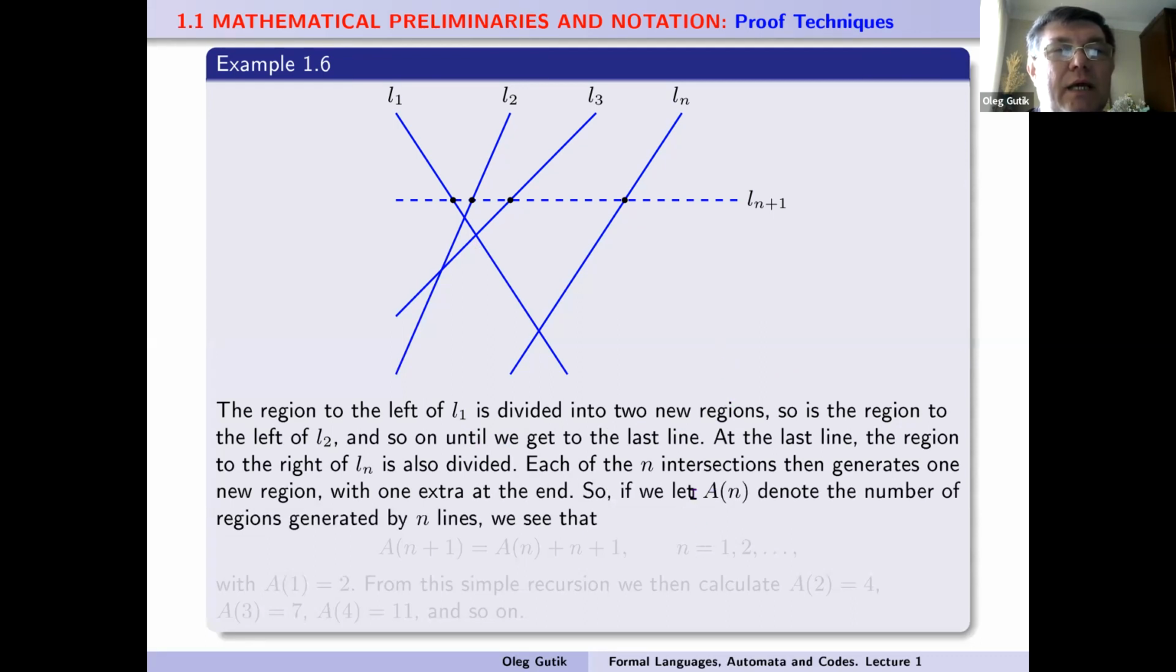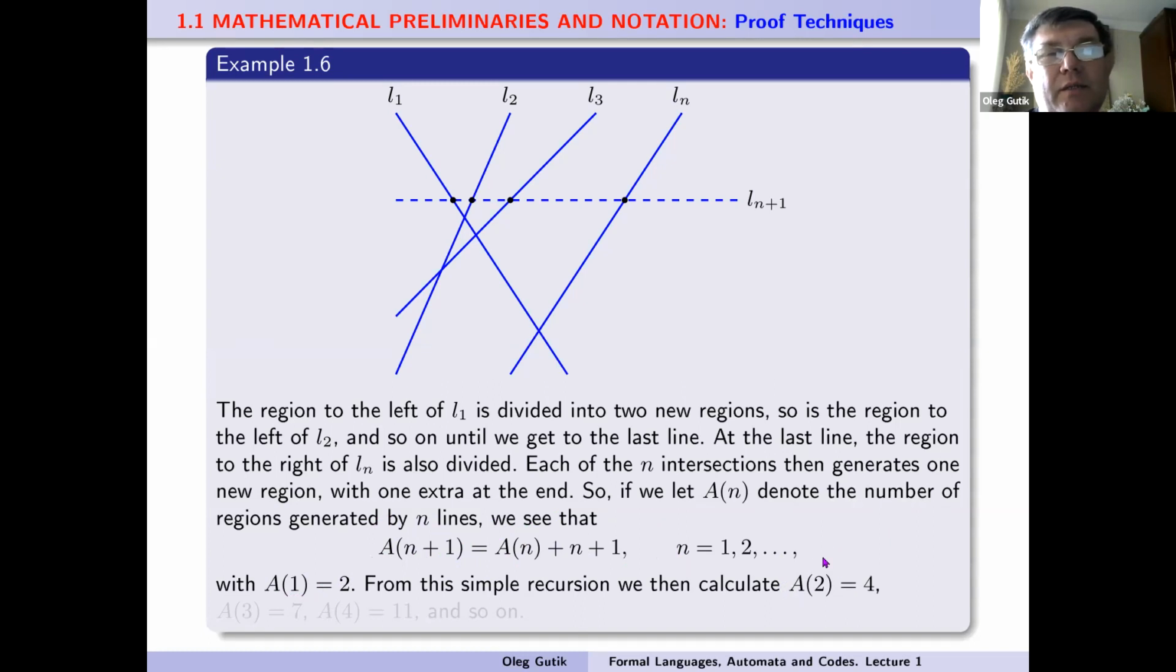So if we let A(n) denote the number of regions generated by n lines, we see that A(n+1) = A(n) + n + 1 for any positive integer n, with A(1) equal to 2. From this simple recursion, we then calculate A(2) = 4, A(3) = 7, and A(4) = 11, and so on.